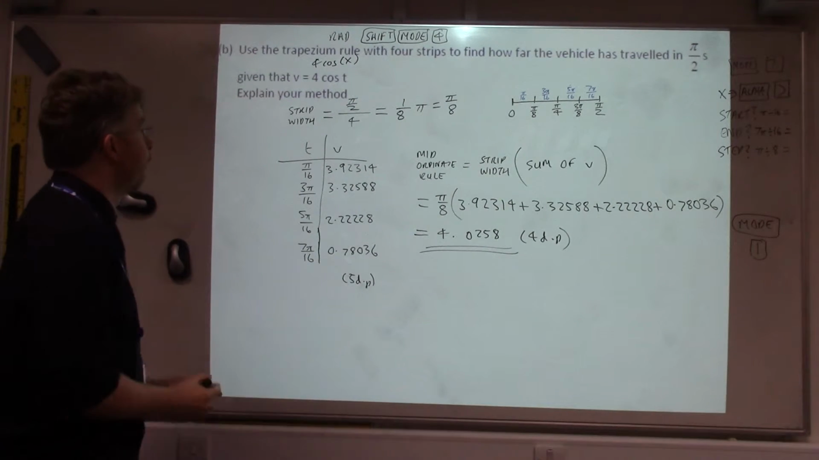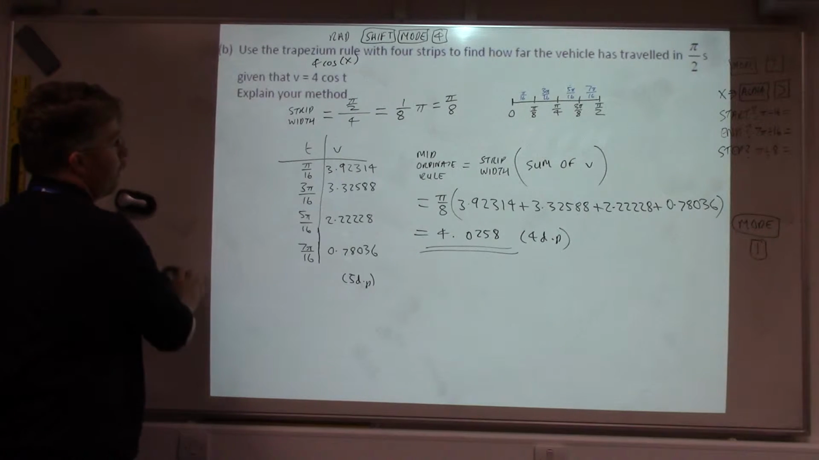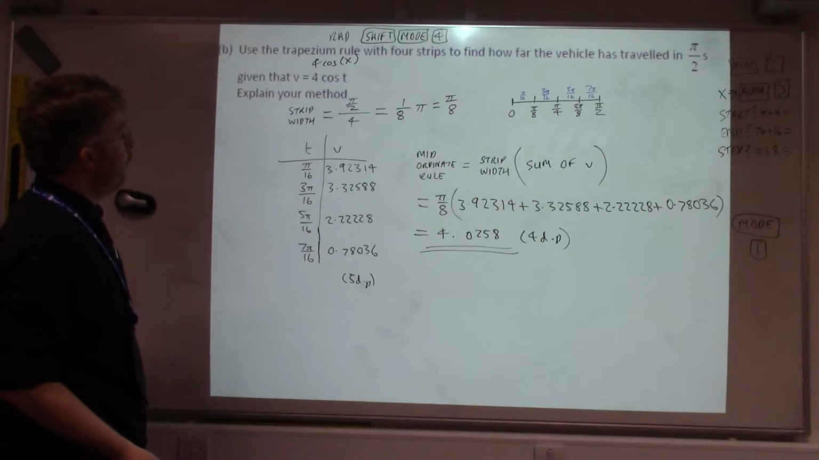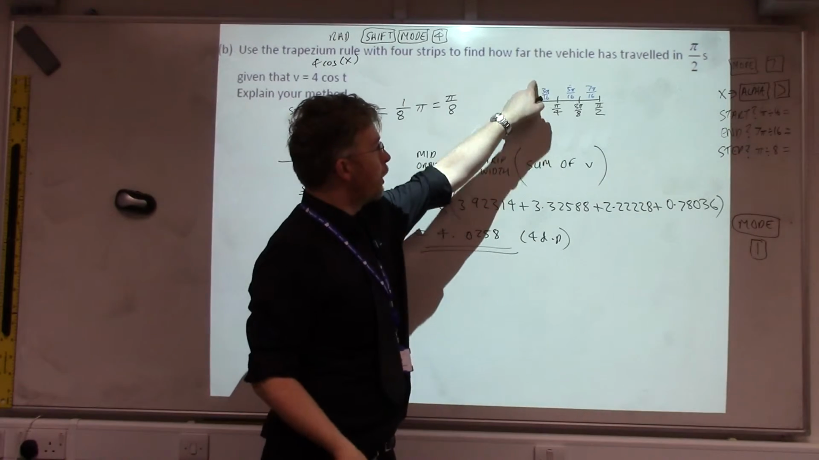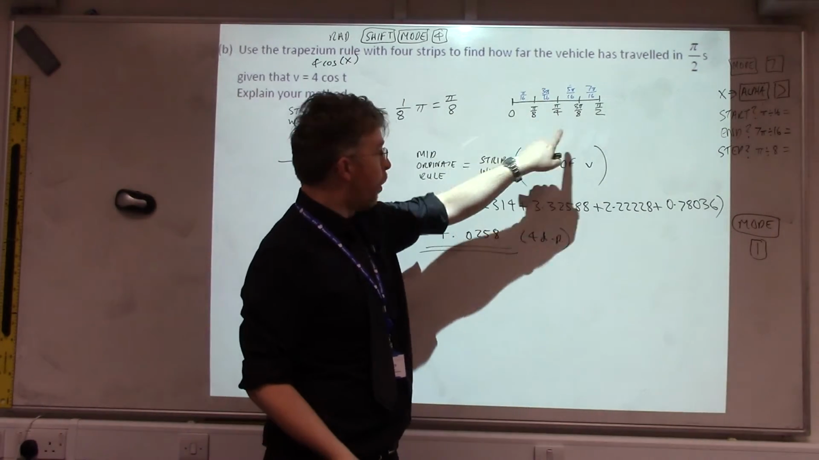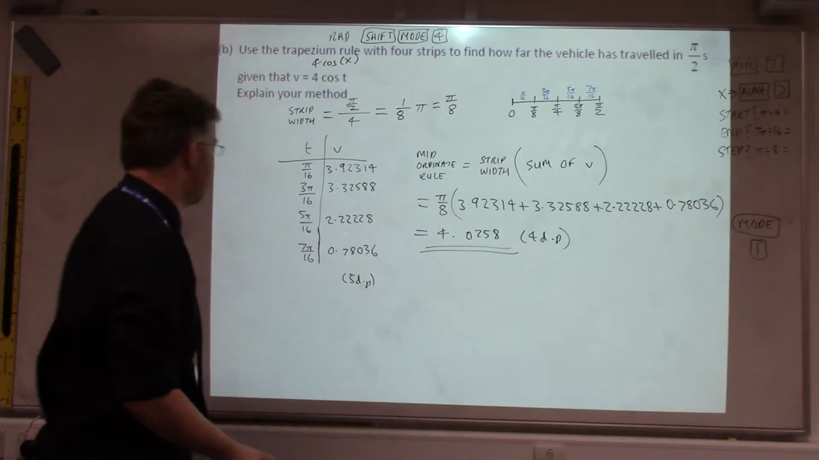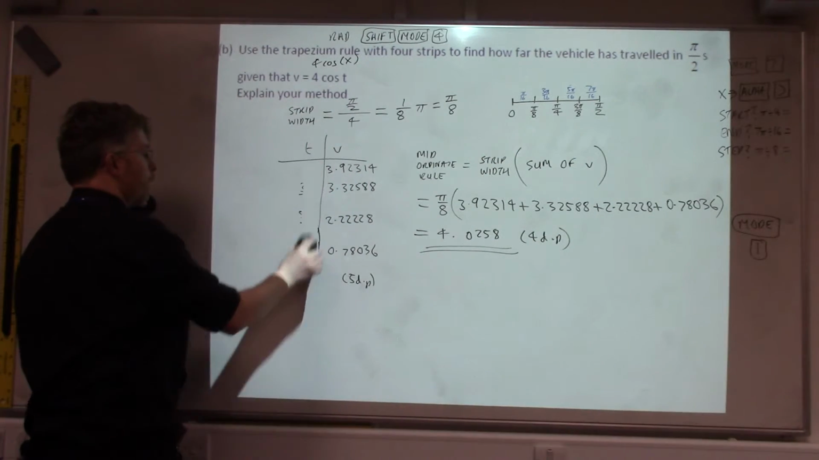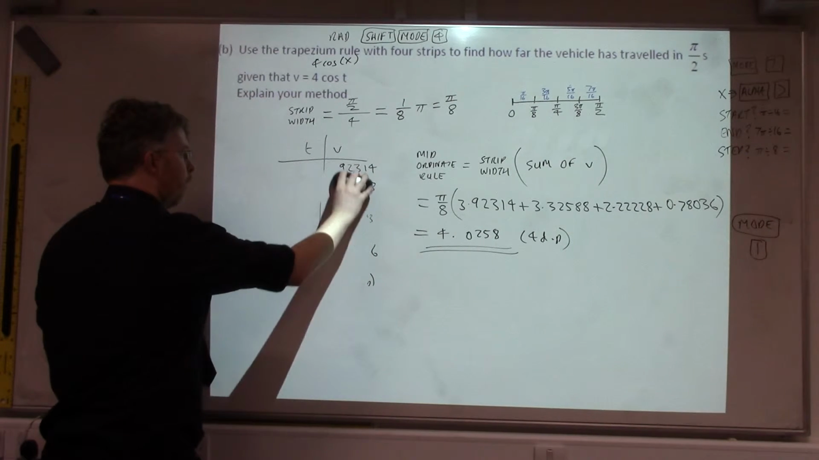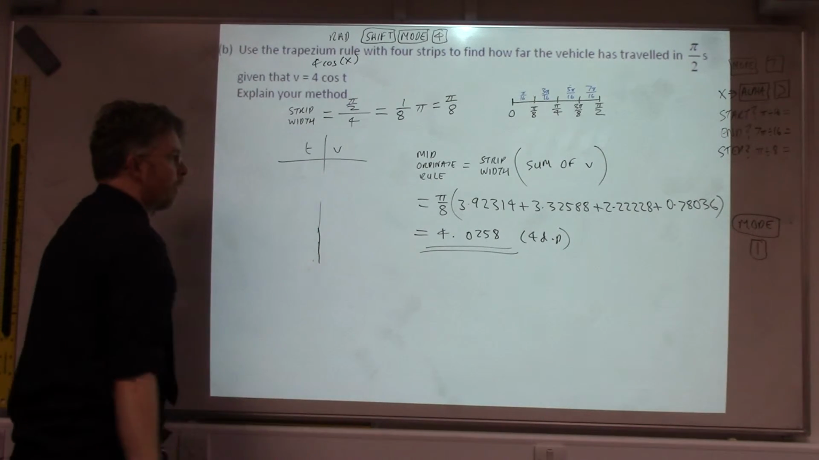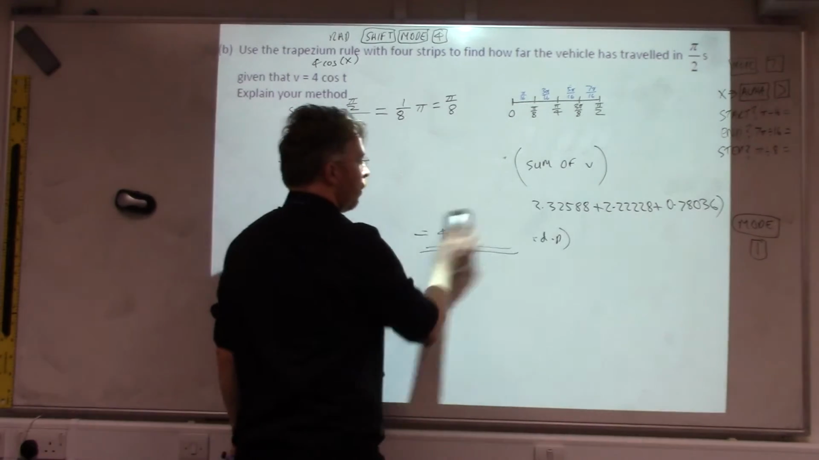Moving on to the trapezium rule. So trapezium rule, same strip width. We want the black numbers instead of the blue. We don't want the midpoints anymore. We want the edges of the strip. So we'll need a new table with our new values and corresponding new V values. And trapezium rule is a different rule.